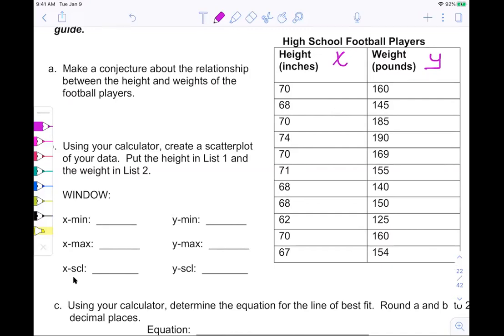I'm sorry, can you repeat the question? Yeah, what kind of conjecture could you make about the height and weight of football players? The taller you are, the heavier you are? Sure.